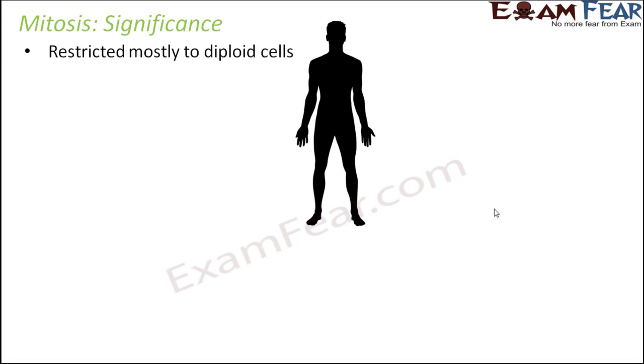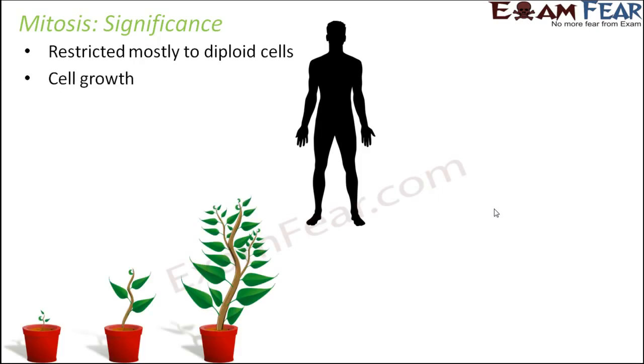It is restricted mostly to diploid cells. When I say restricted to diploid cells, that means it takes place in all the diploid cells present in our body. Because of mitotic division, the diploid cells of our body can increase in number. For example, our growth, or the growth of a human being from a small fetus, all happens by mitotic division of the diploid cells. Cell growth in the case of both plants as well as animals. Cell repair. Whenever there is some injury or damage, or whenever a cell dies off, the replacement is always provided by mitotic cell division.